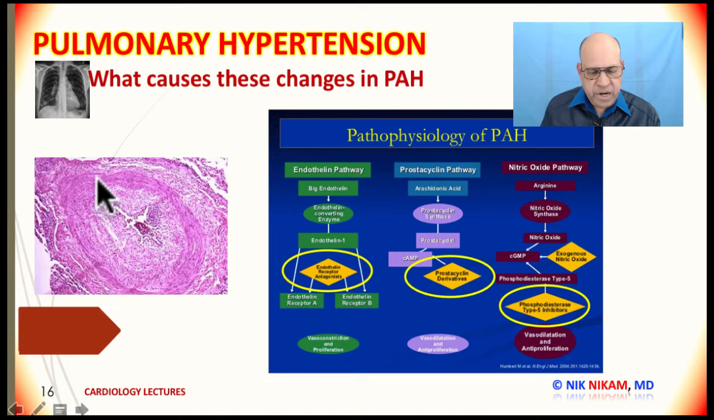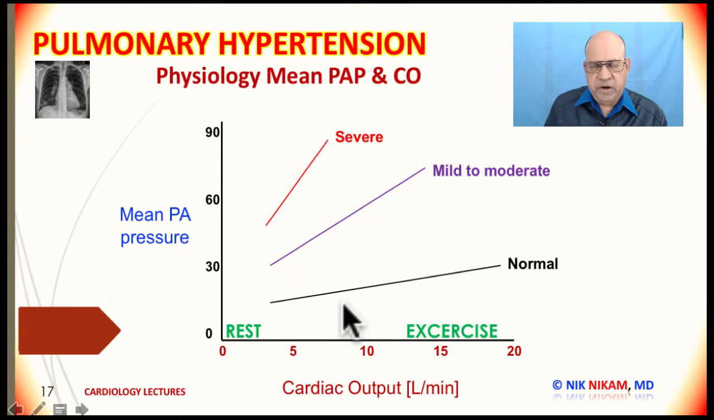By understanding the mechanism by which there are arterial changes in patients with pulmonary arterial hypertension, we are able to find drugs that can alter these pathways and thus improve the symptoms and quality of life in patients with pulmonary arterial hypertension. Patients with pulmonary arterial hypertension have significantly elevated pulmonary arterial mean pressures.